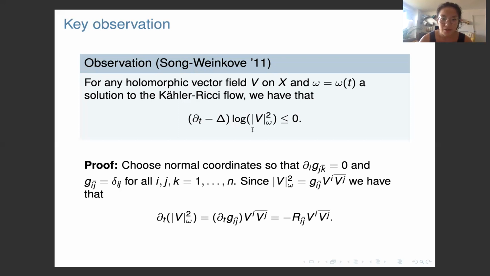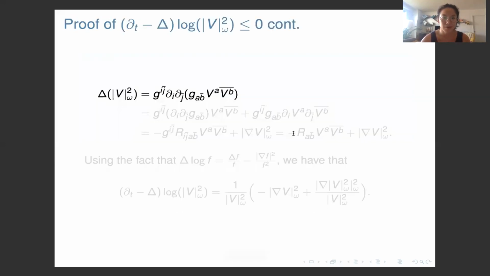If we want to show this inequality, we're going to start by computing the time derivative of this quantity. We'll deal with the log aspect in the next step. Taking the d/dt derivative, we see that V^i and V^j aren't time dependent. The only thing evolving in time is the metric itself, and it's evolving by the Kähler-Ricci flow. That means d/dt of g_{ij̄} is equal to negative the Ricci curvature, R_{ij̄}.